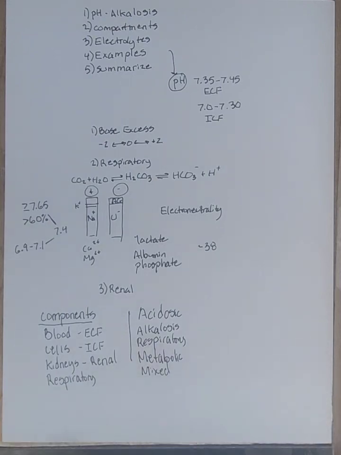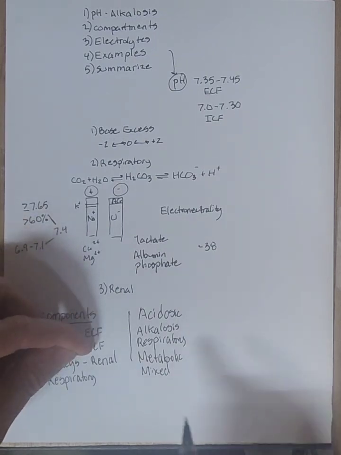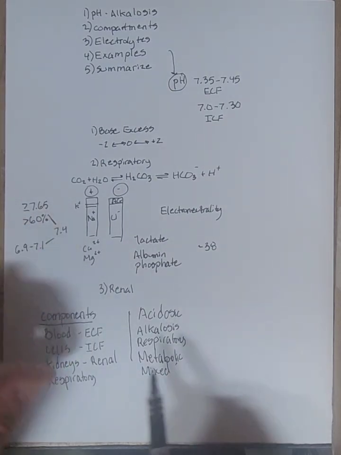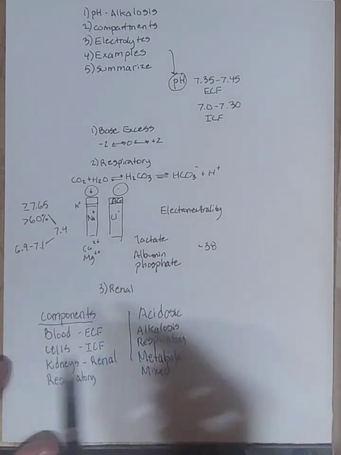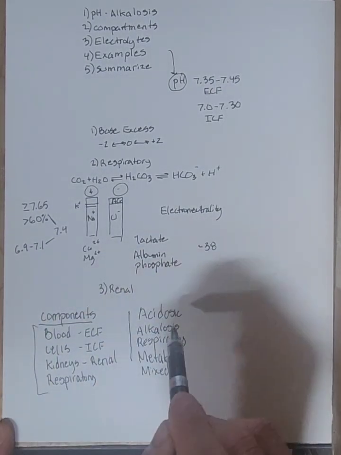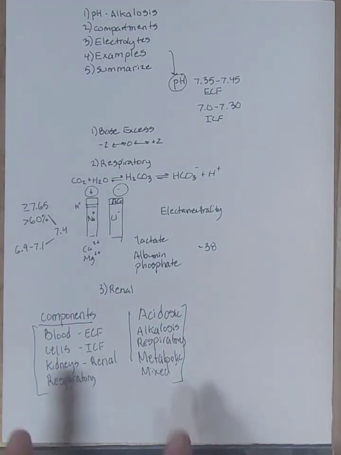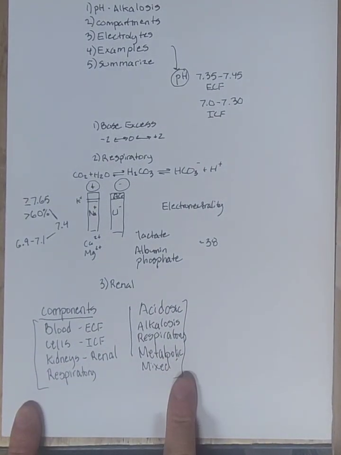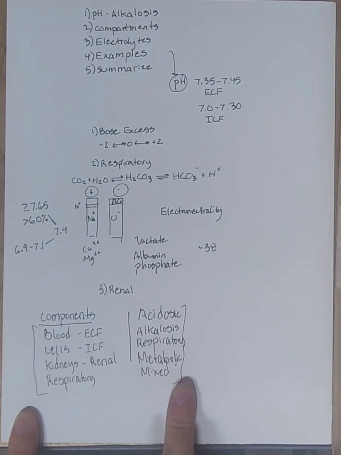You don't need to be a rocket scientist to do the math and know that there's a lot of different possibilities. You can have ECF and ICF having acidosis but having a metabolic alkalosis. You can have, so plus or minus, and combine these any which way you want. That's how complex the acid-base discrepancies are or can be in the body.